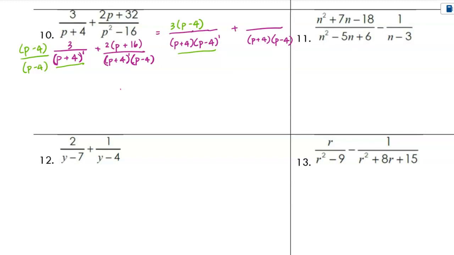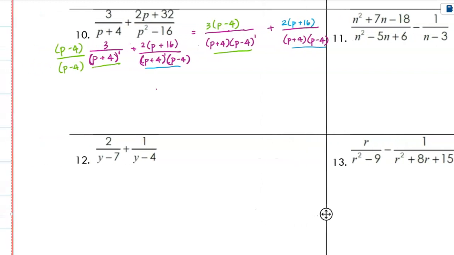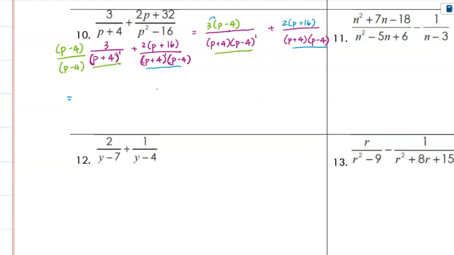Okay, and then this denominator and that denominator, the common denominator, look exactly alike. So I'm just going to leave that as 2p plus 16. And you can distribute through because that's what eventually you're going to do. Equals, let's go ahead and distribute. So we have a 3p minus 12. And I'm going to combine the fractions. 2p plus 32.